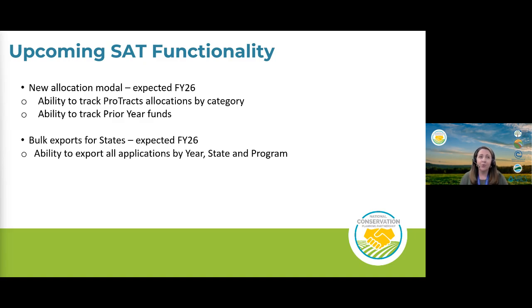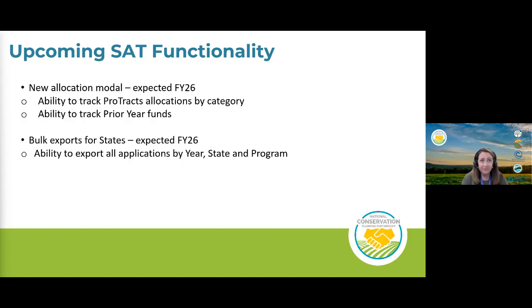And so, we know that states are having to keep so many side records in order to track category type level funding for ProTracts applications, as well as trying to keep up with prior year funds that are being used. And so we've developed a way that'll allow states to go in there and be able to track those funds. It'll have an export feature with it, so it can be exportable to Excel. And hopefully it'll keep you from having to keep up with all the side records that you've been used to keeping up with.